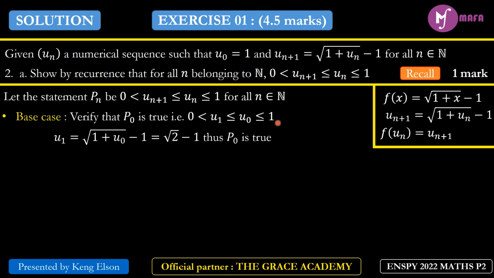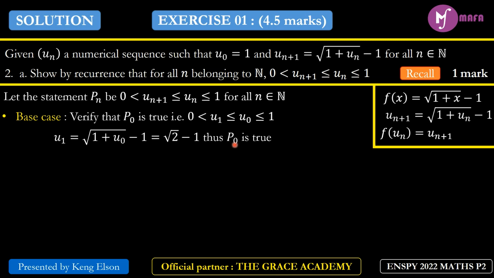Now what about u1? u1 can be gotten by replacing n with 0 in this relationship that relates u_{n+1} and u_n. So u1 is simply equal to the square root of 1 plus u0, minus 1. Then u0 is 1, so 1 plus 1 is 2. So we have u1 to be the square root of 2 minus 1. But the square root of 2 minus 1 is actually less than 1, okay? Because in fact the square root of 2 is 1.41. If you subtract 1 from it, it's going to be less than 1.